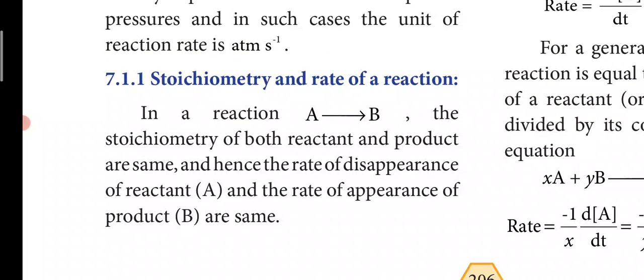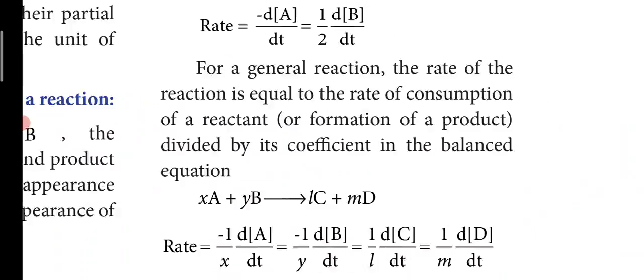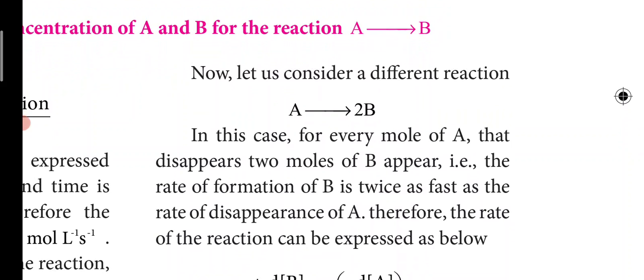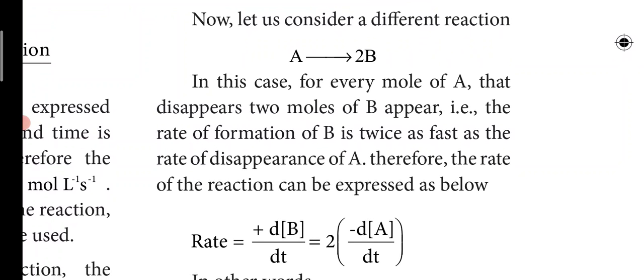Okay, stoichiometric rate and rate of the reaction. In a reaction A to B, the stoichiometry of both reactant and product are the same, and hence the rate of disappearance of the reactant and the rate of appearance of the product will be the same. Now let us consider a different reaction: A gives 2 times B. In this reaction, for every mole of A that disappears, 2 moles of B appear, because one molecule of A gives 2 molecules of B.